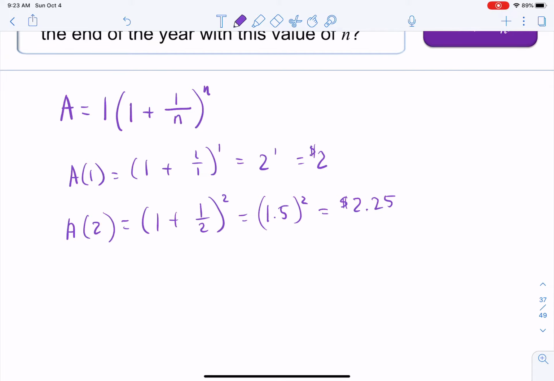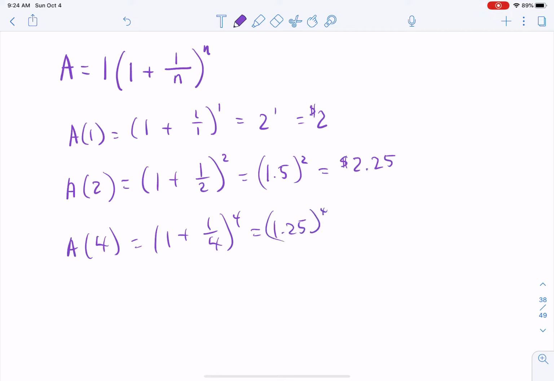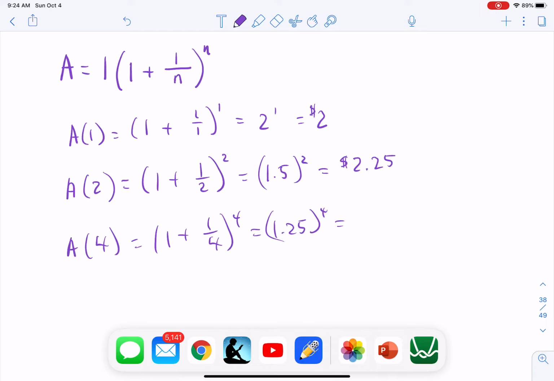Let's see, with some other things that you sometimes see interest compounded, 4, as in quarterly. So let's try quarterly. This would be 1 plus 1 over 4 to the 4th power, that's 1.25 to the 4th power, is equal to something. All right, it's time to break out the calculator.